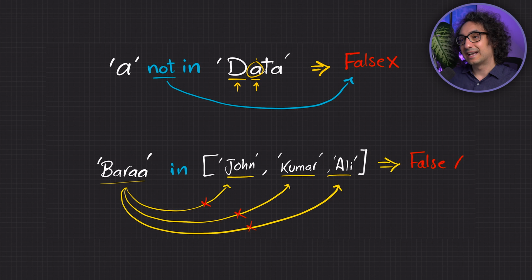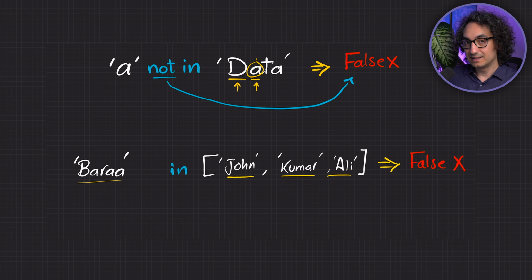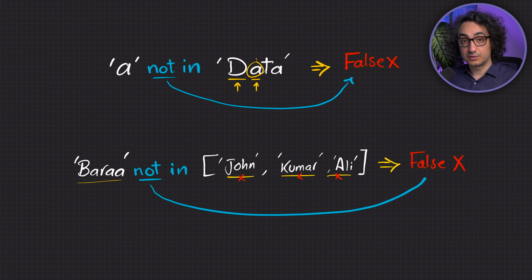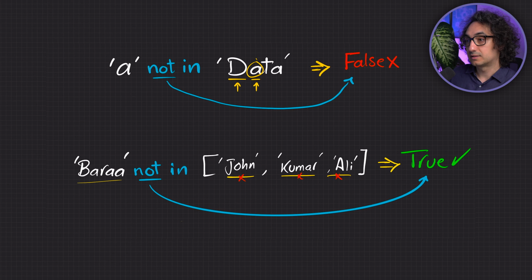And now if you go and add the not operator, it's gonna be like this. Is Bara not a member of this list? Well, it is true. He is not part of this group. So that's why the not operator is gonna go and switch the output from false to true. As you can see, Python is not that hard, right? It is very friendly. So now let's go and practice a little bit.